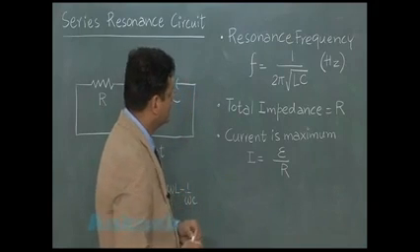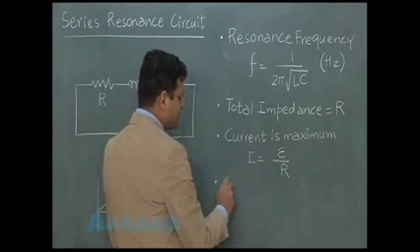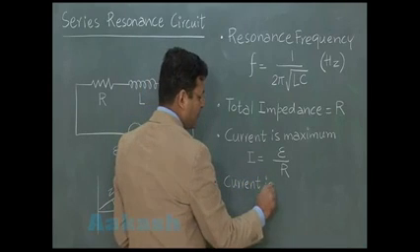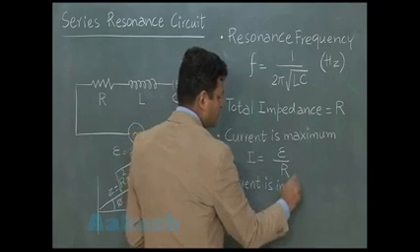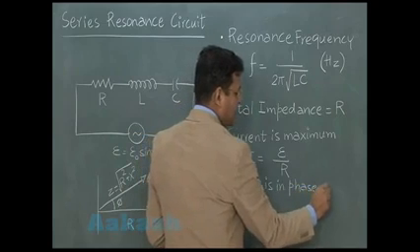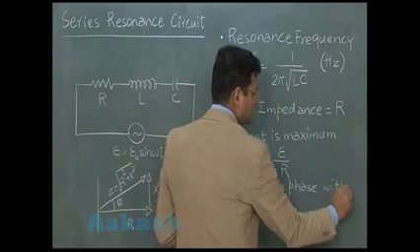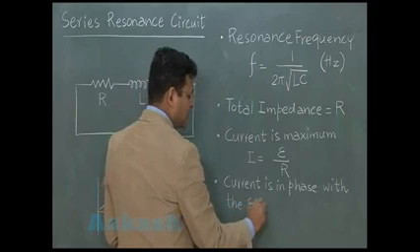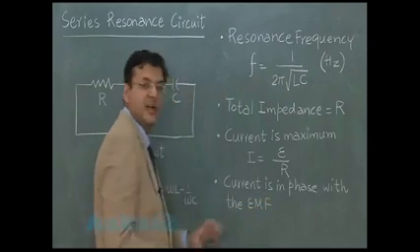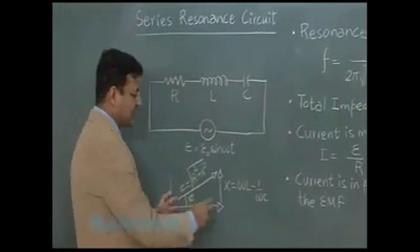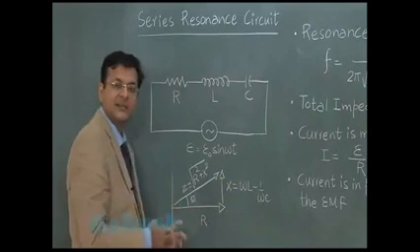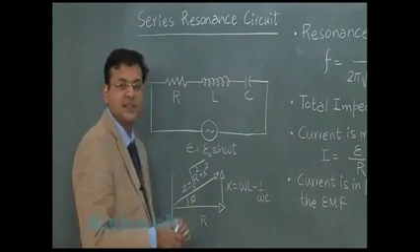Now also remember that current is in phase with the EMF. You understand? Current is in phase with the EMF. यहाँ पे phase value आप देख सकते हैं, अगर ये जीरो हो गया तो phi बिल्कुल जीरो हो जाएगा, and in that case EMF और current दोनों ही जो है same phase में हो जाएंगे.